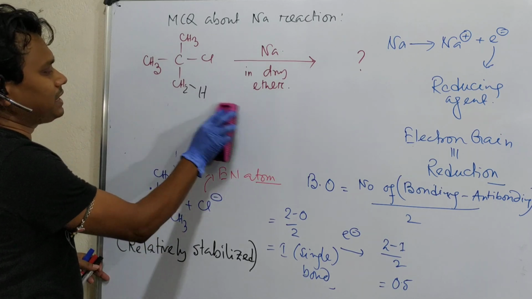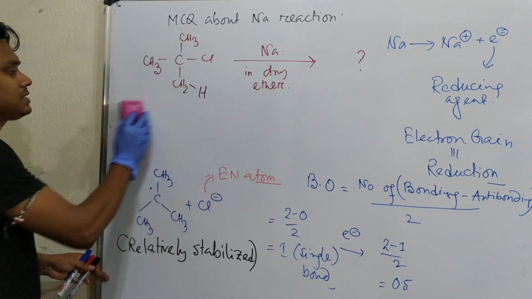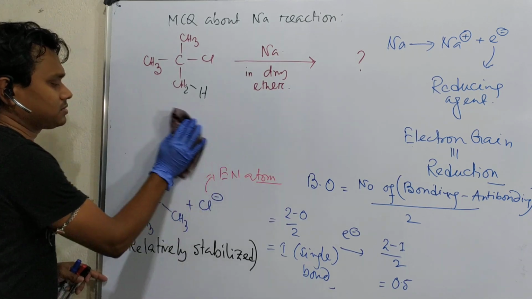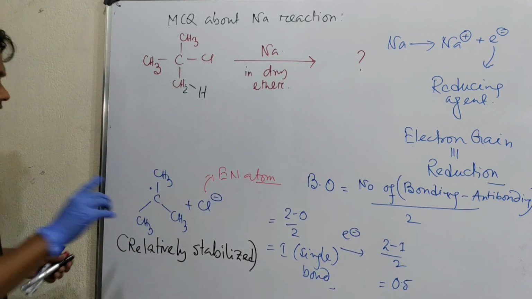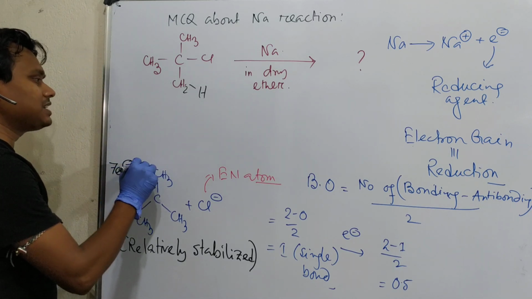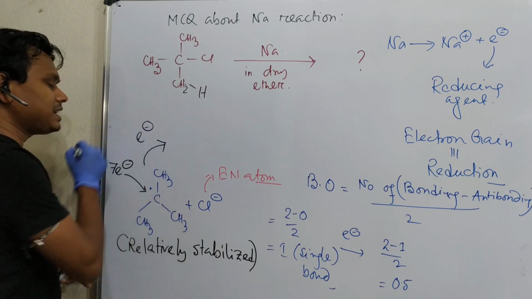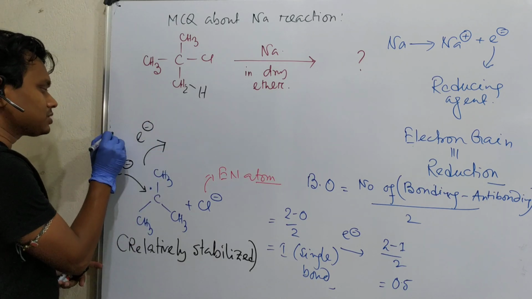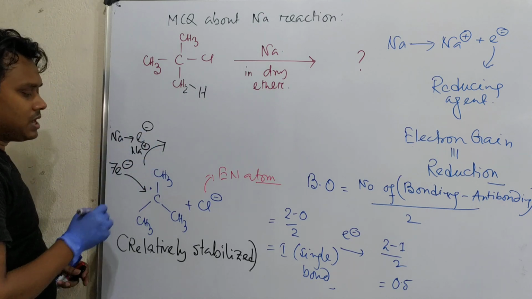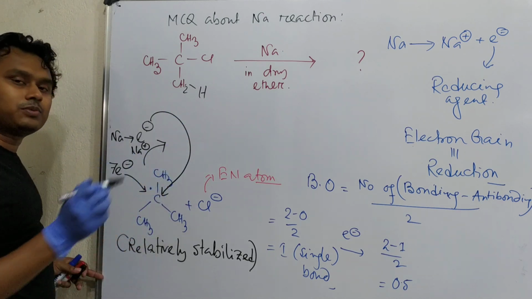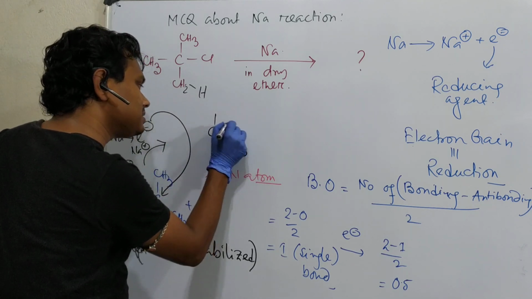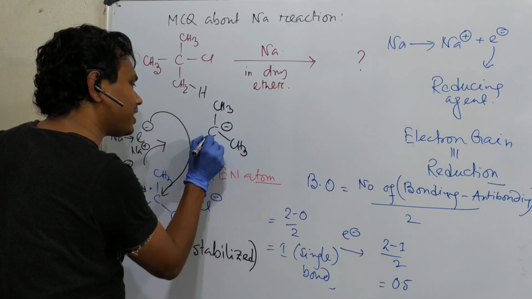Now what will be the next? Although it is relatively stabilized, by nature this is actually a 7 electron species. Look at this, it's a 7 electron species, so consequently it needs an electron. It takes another electron, and the electron comes from sodium. This electron is donated to this carbon, which is a 7 electron species. Consequently this results in a tertiary carbanion.